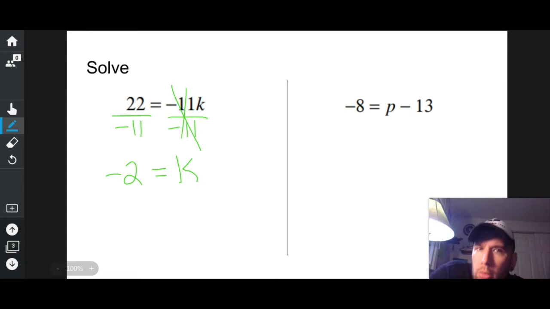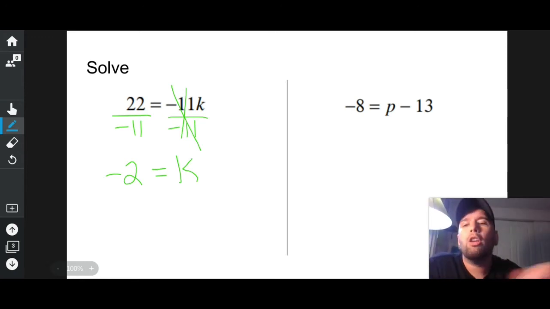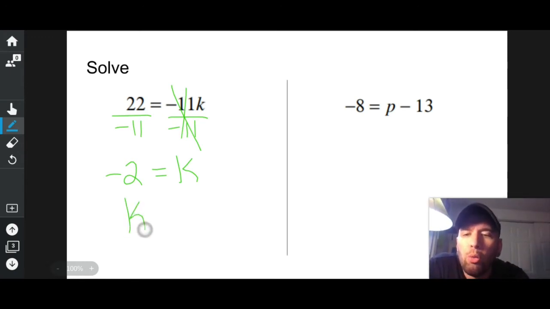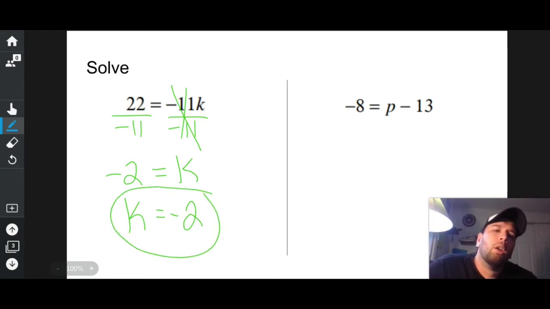I'm a stickler. I don't like my variable on the right. This is technically a correct answer. I just don't like the way it looks. So I'm going to move the k to the left and the negative 2 to the right. And that's just the way I prefer. So you can probably see what's going to happen next.